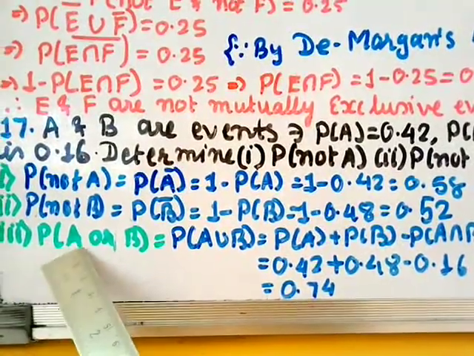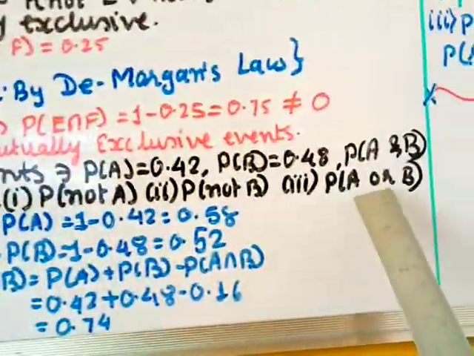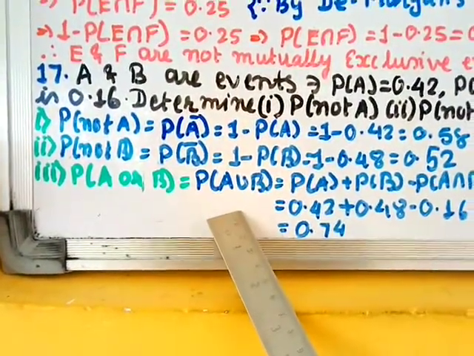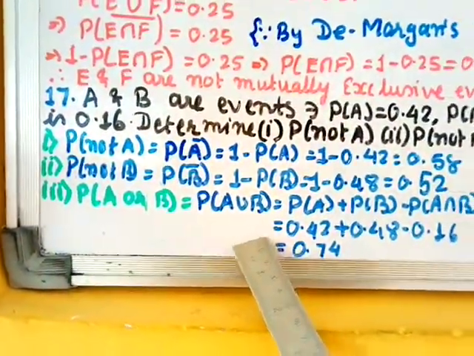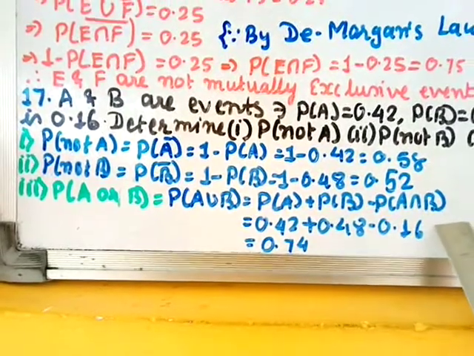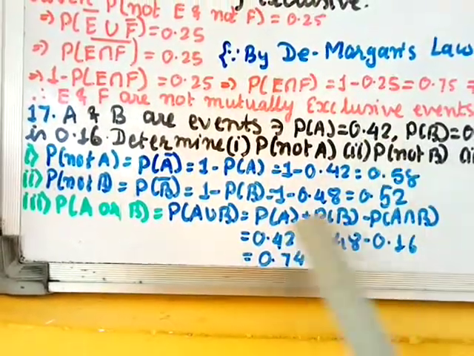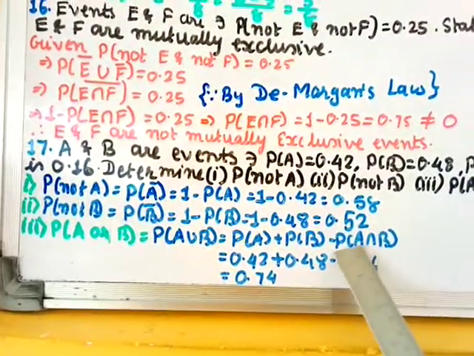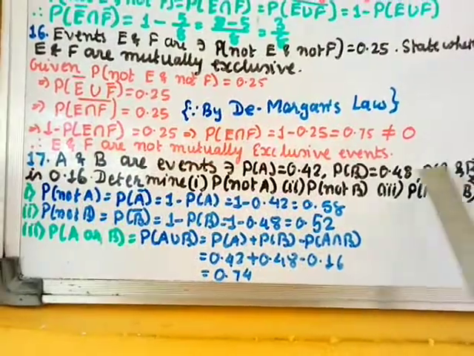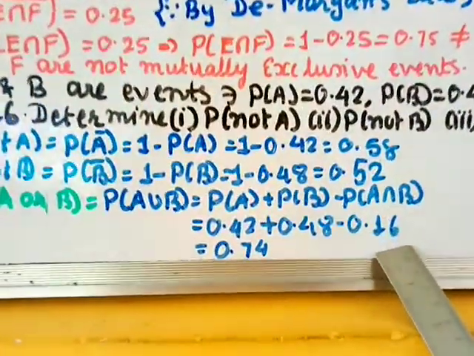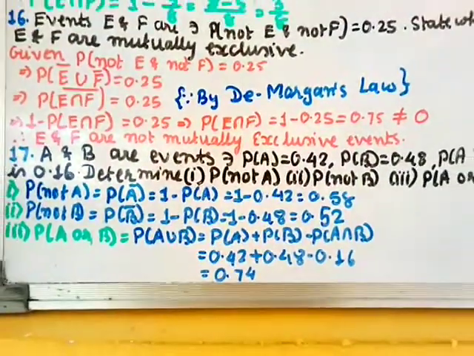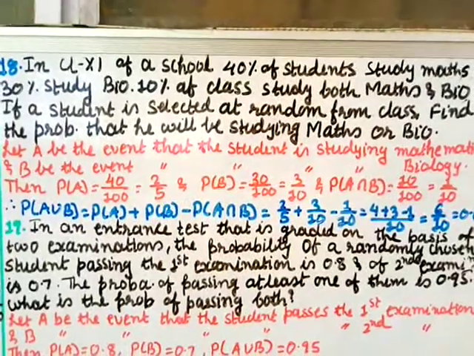Number 3 is P of A or B. That is what you have to find in part 3. So it equals P of A union B, since or means union. Before also I have told you union means or. The formula we know: P of A plus P of B minus P of A intersection B. P of A is given as 0.42, plus P of B is 0.48, minus P of A intersection B, which is given to us as 0.16. This sum minus this will give you 0.74. So that is the solution for question number 17. Question number 18.